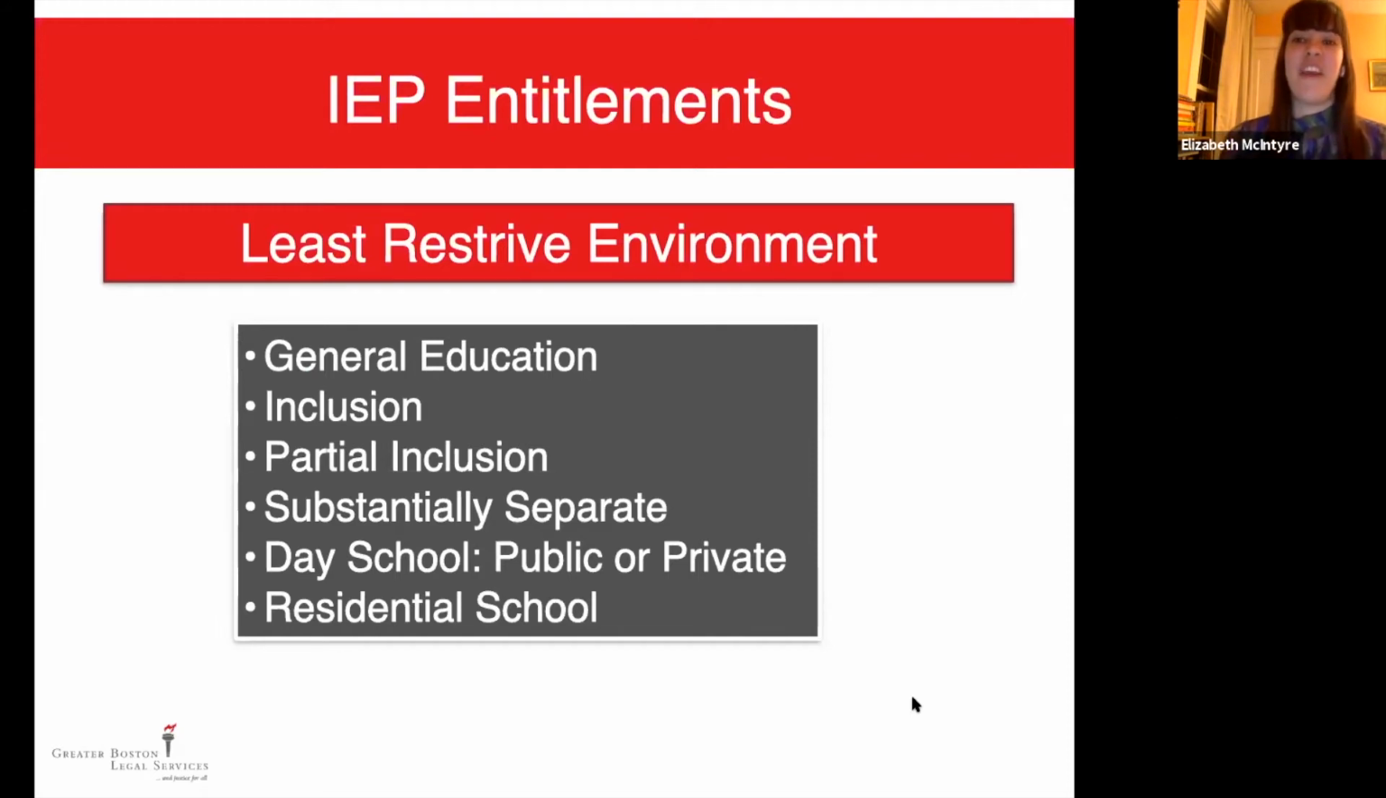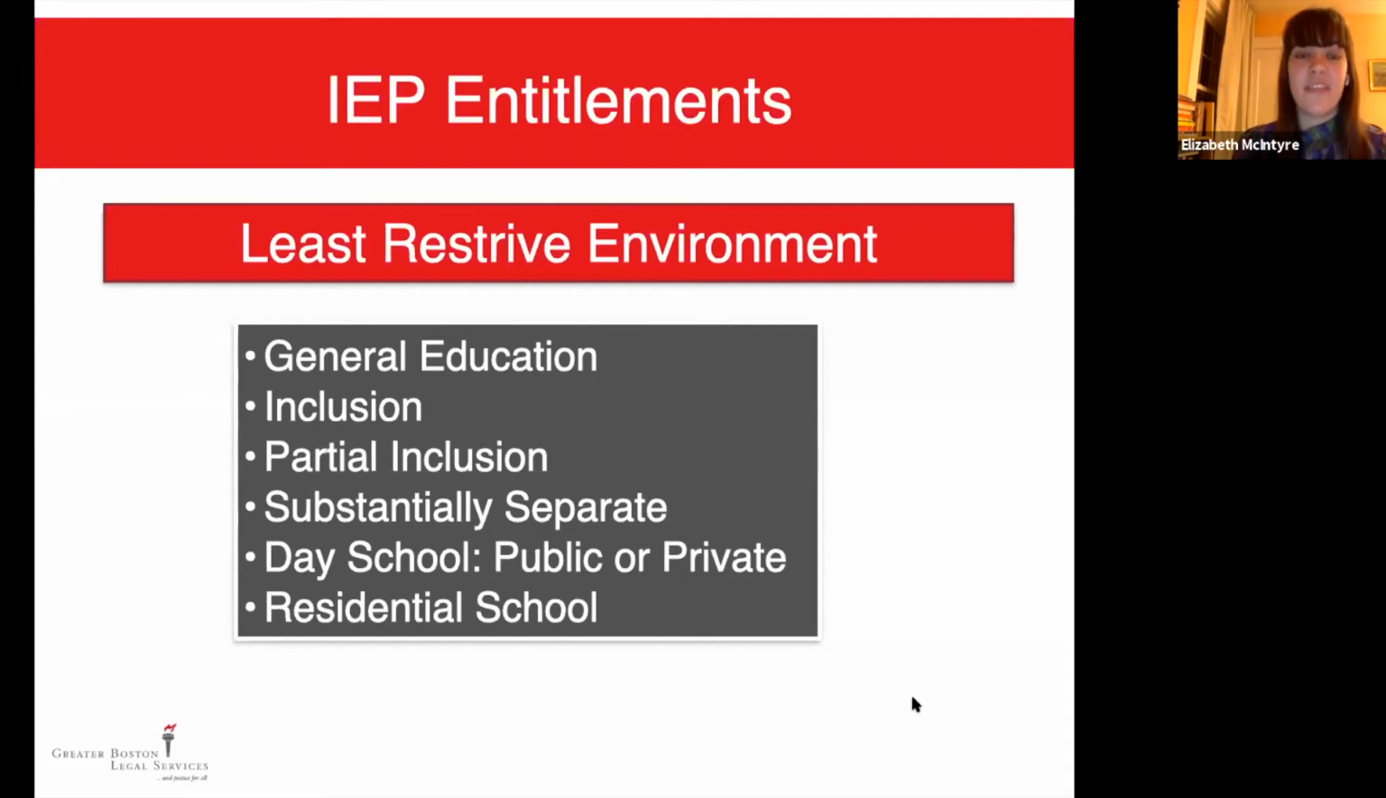And least restrictive environment is about getting kids as close to the general education classroom as we can, where they're still making progress towards their goals. This is really about, you know, in the mid 20th century, schools and districts across the country unfortunately really segregated students with disabilities in separate classrooms. Those kids were not able to access the curriculum. Everything became much, much more challenging for them.